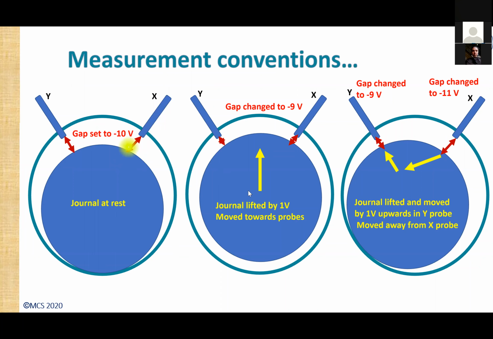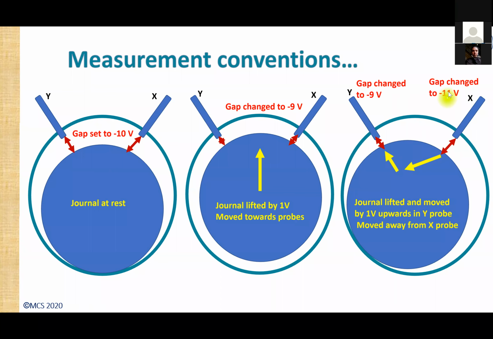Now, once the machine starts and the journal lifts, typically in the vertical direction, it is moving towards the probes here. So ideally, the gap can change to minus 9 volts or something, which suggests that the shaft has moved towards the probe. And in this particular case, the shaft has moved slightly horizontally and vertically also. So in this case, the journal is lifted and moved by 1 volt upwards in the Y probe, and it has moved in the X probe also.